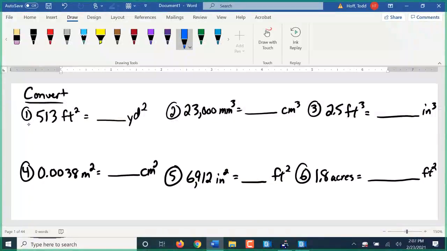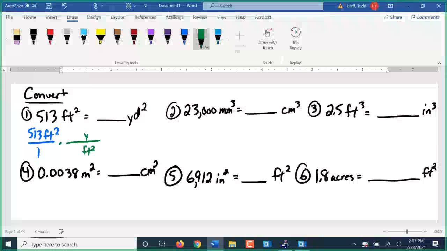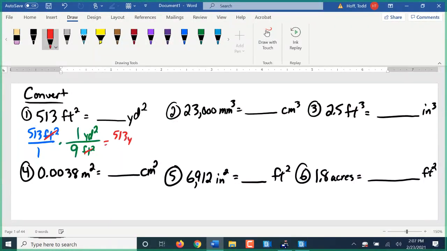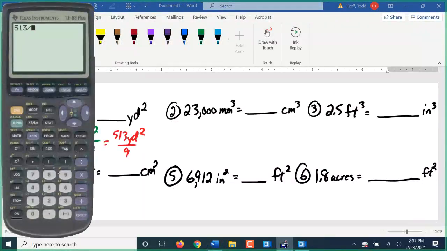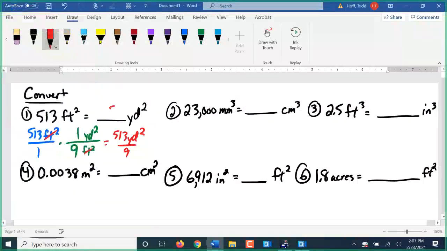So our first one here, we have 513 square feet, and we're converting into square yards. Now the square yard is the bigger unit, so we're going to put the 1 there. But we have to remember this is not 3 feet in a yard, because it's not yards and feet. It's square yards and square feet. So while 1 yard is 3 feet, 1 square yard is 3 squared, or 9 square feet. So the square feet cancel out. This is 513 square yards over 9. 513 divided by 9 gives us 57 square yards.